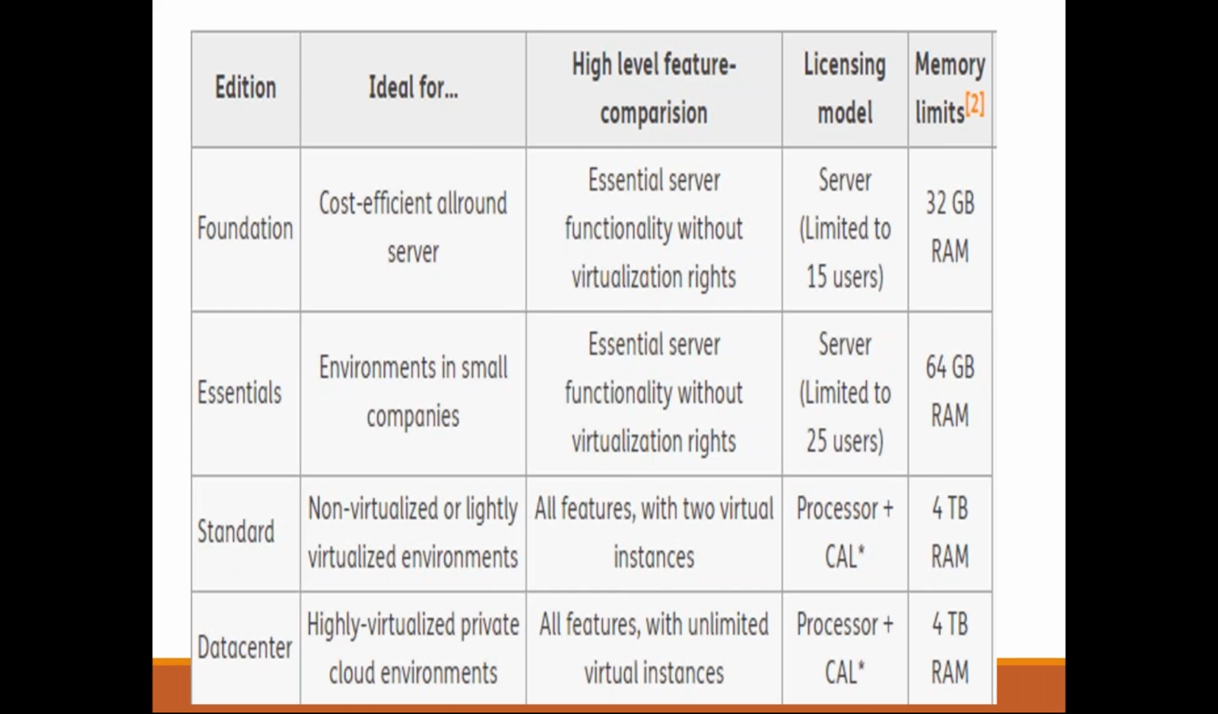The RAM, we can see the difference now. Essential to Standard, it is not double, it is more than double, it's triple, or you can say it is 4 times that of Essential, or more than 4 times actually. It supports 4 TB RAM. Just imagine if a server has 4 TB RAM, how fast the system will work.